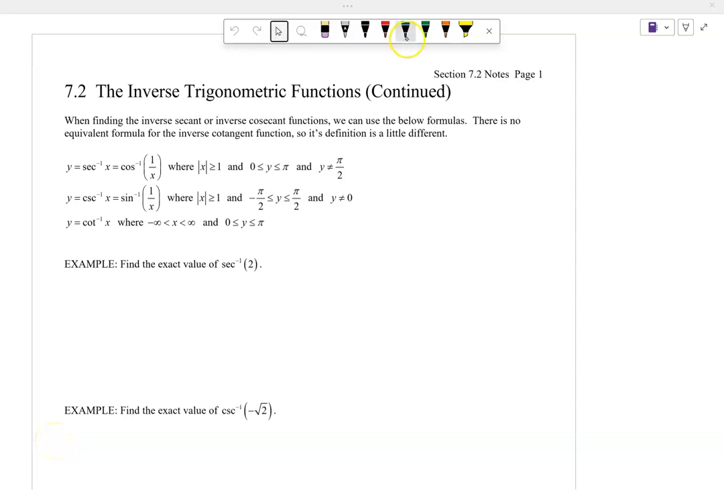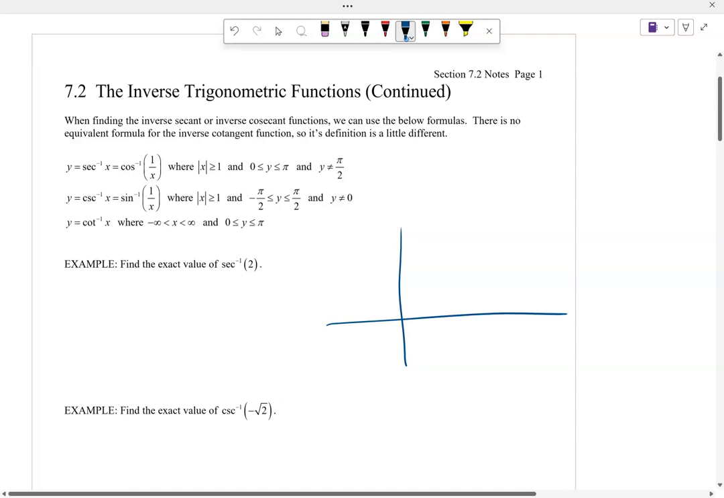In section 7.2, we're going to get into these inverse trig functions continued. So we're going to get into the arc secant, arc cosecant, and arc cotangent. In other words, the inverse of the secant, inverse of the cosecant, and so on. And so how I like to remember this, and we won't get too much into the graphs of this, but I'll give you a brief overview.